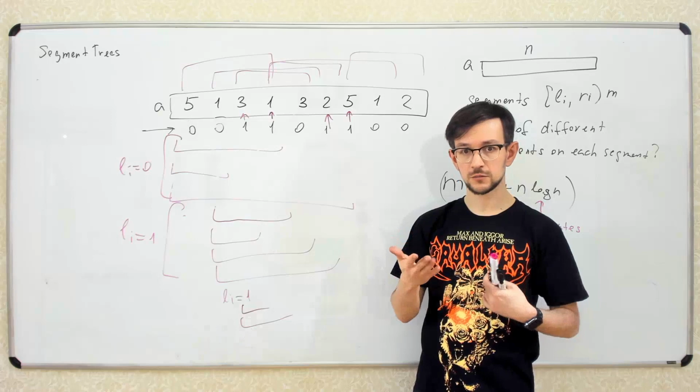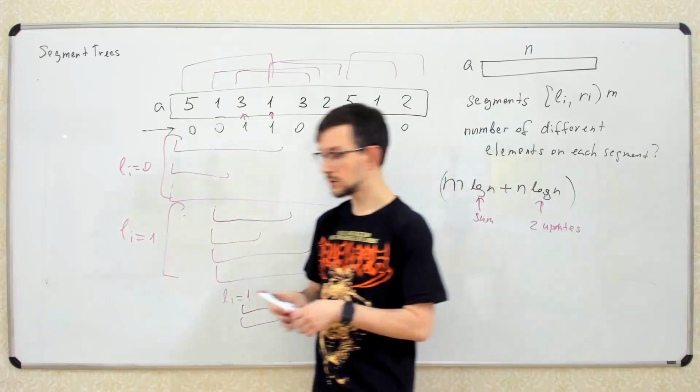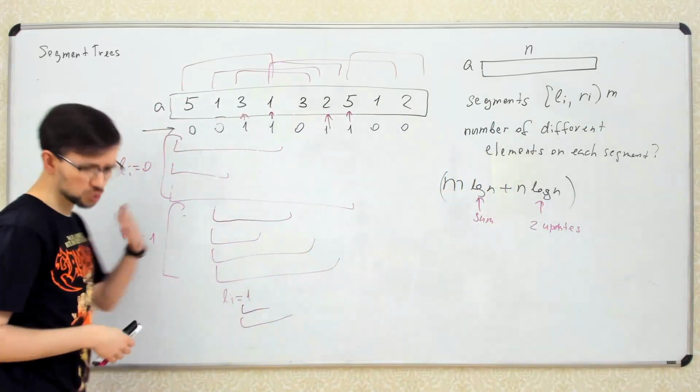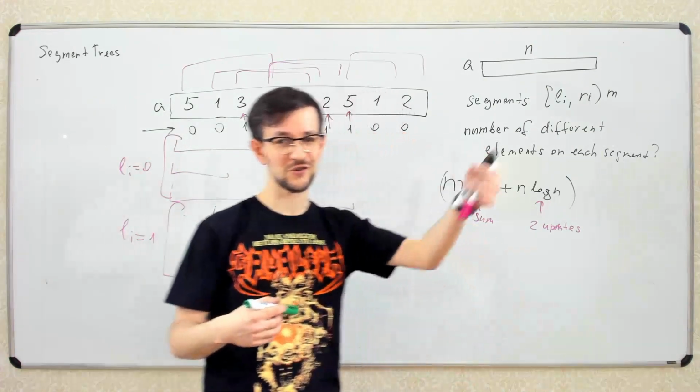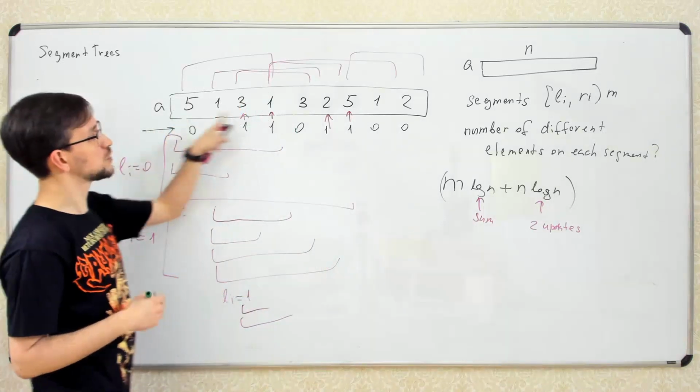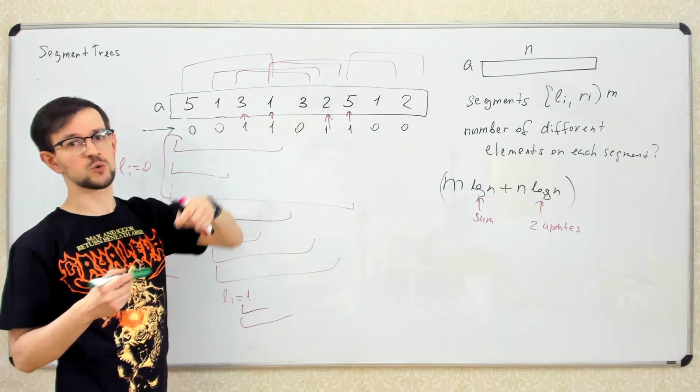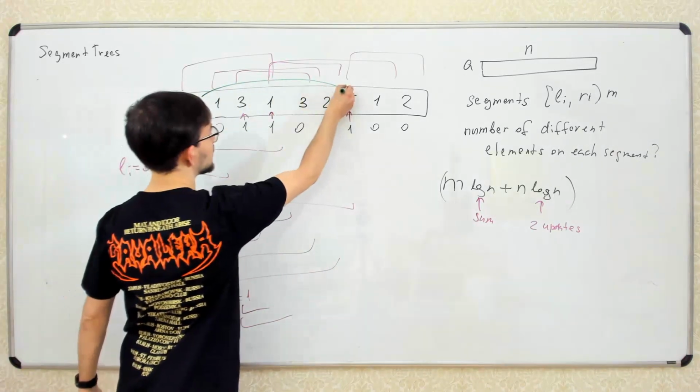It costs you log n time. So that's all you need. Also, you need to calculate the next element in the array which is equal to your element. So for each element, you need to pre-calculate the next equal element. So you need to pre-calculate these pointers.